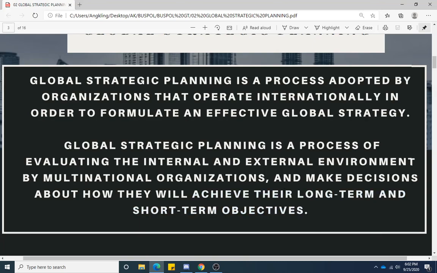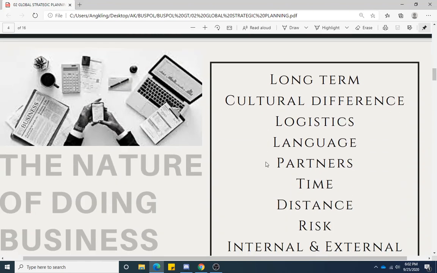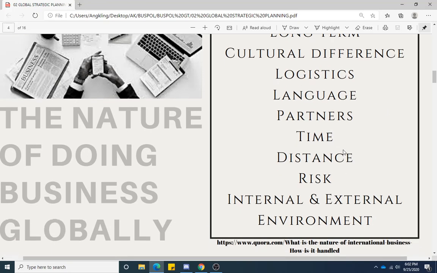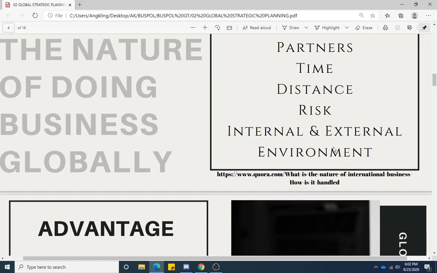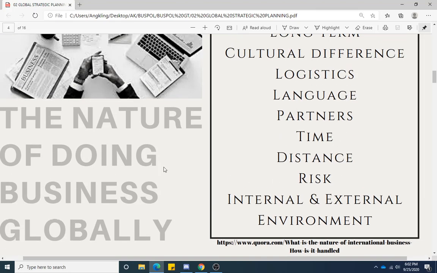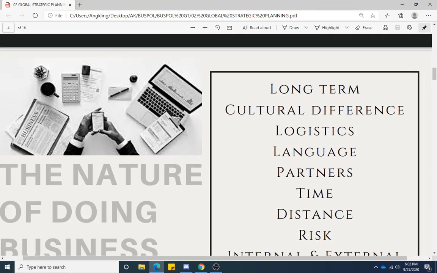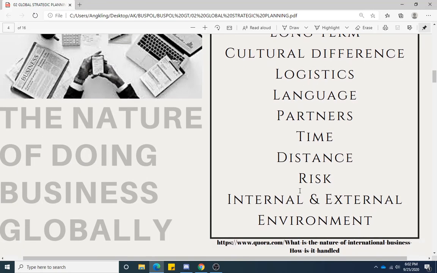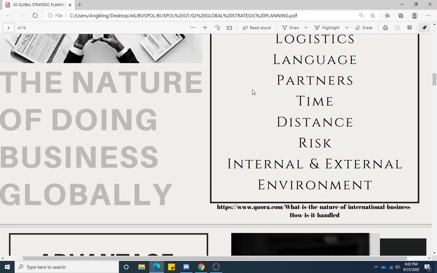So, of course, when we do the planning, we do not just settle for the short-term objective, but also for what will be the long-term and sustainable objectives for the company. Cultural differences, logistics, language, partners, time, distance, and the internal and external environment are the nature of doing business globally, and these are the things that we have to consider when we are trying to penetrate the global market.